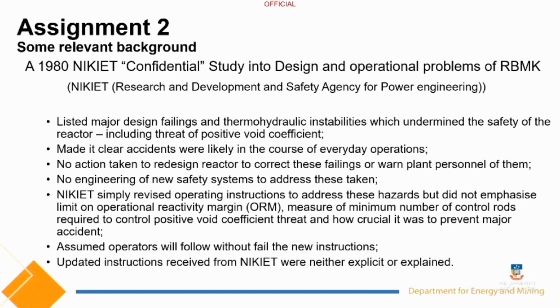Simply, the nuclear regulator, nuclear energy, simply revised operating instructions to address these hazards, but did not emphasise the limit of operational reactivity margin, which is a measure of the minimum number of control rods required to control the positive void coefficient threat, and how crucial it was to prevent a major accident. They assumed operators would follow the new instructions without fail. Updated instructions received by NEC were neither explicit nor explained.